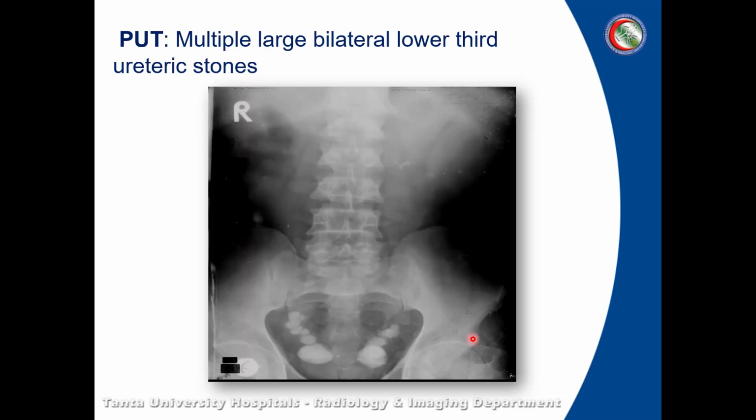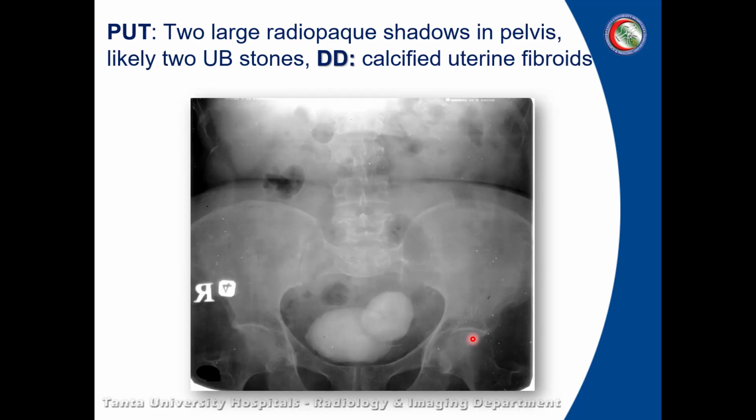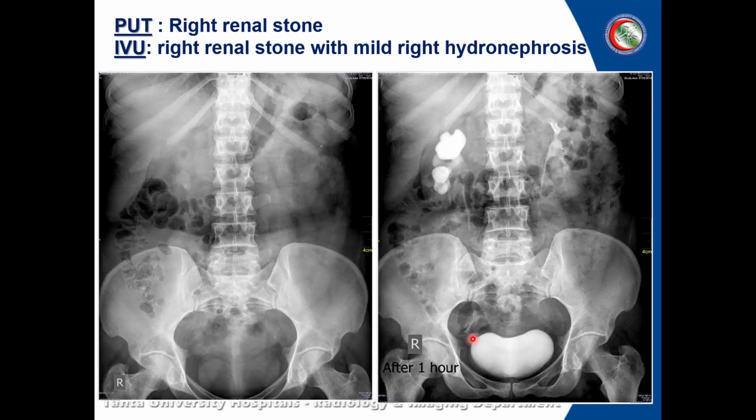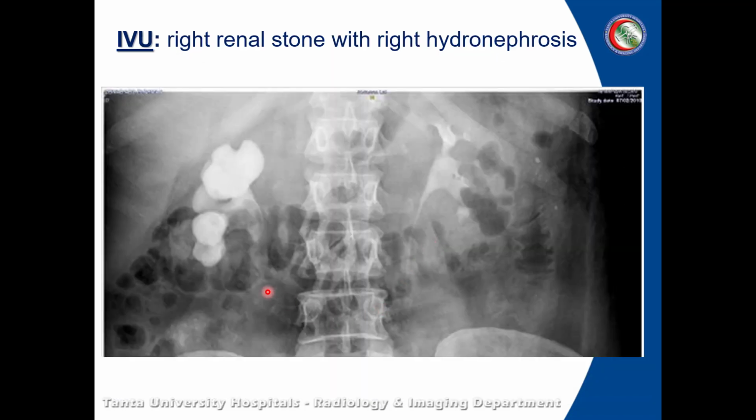PUT showing multiple variable sized large bilateral lower third ureteric stones, PUT showing 2 large radiopaque shadows in the pelvis, mostly 2 urinary bladder stones with differential diagnosis 2 calcified uterine fibroids, PUT showing radiopaque shadow in the pelvis, likely calcified uterine fibroid, PUT showing right renal stone, and IVU showing right renal stone as filling defect with right mild hydronephrosis. The same.